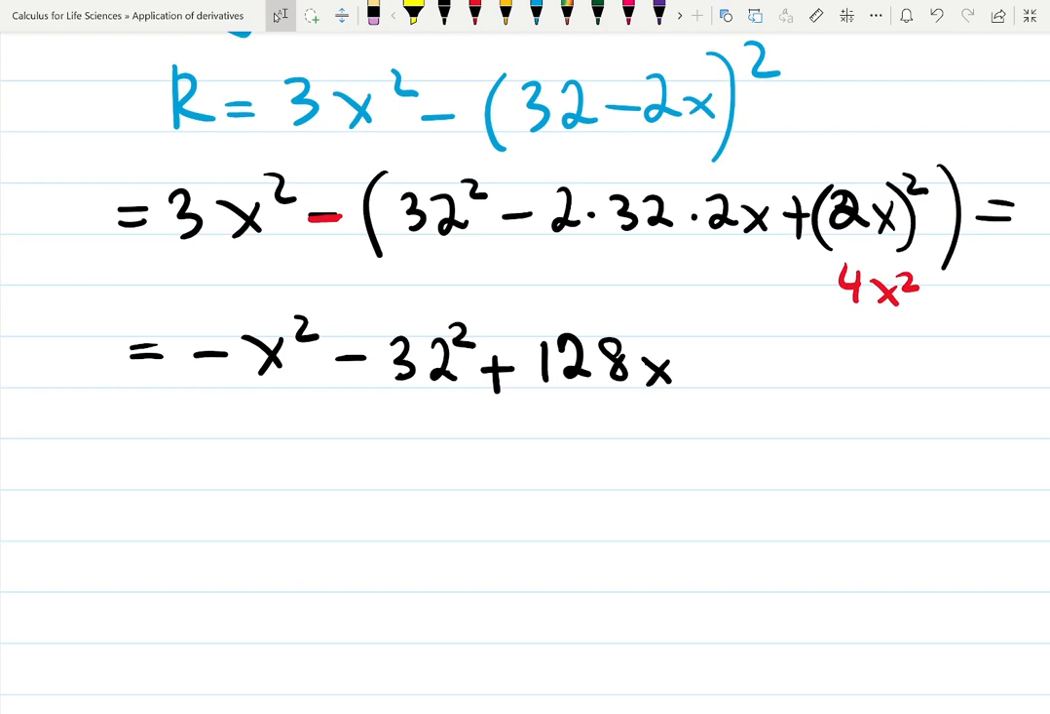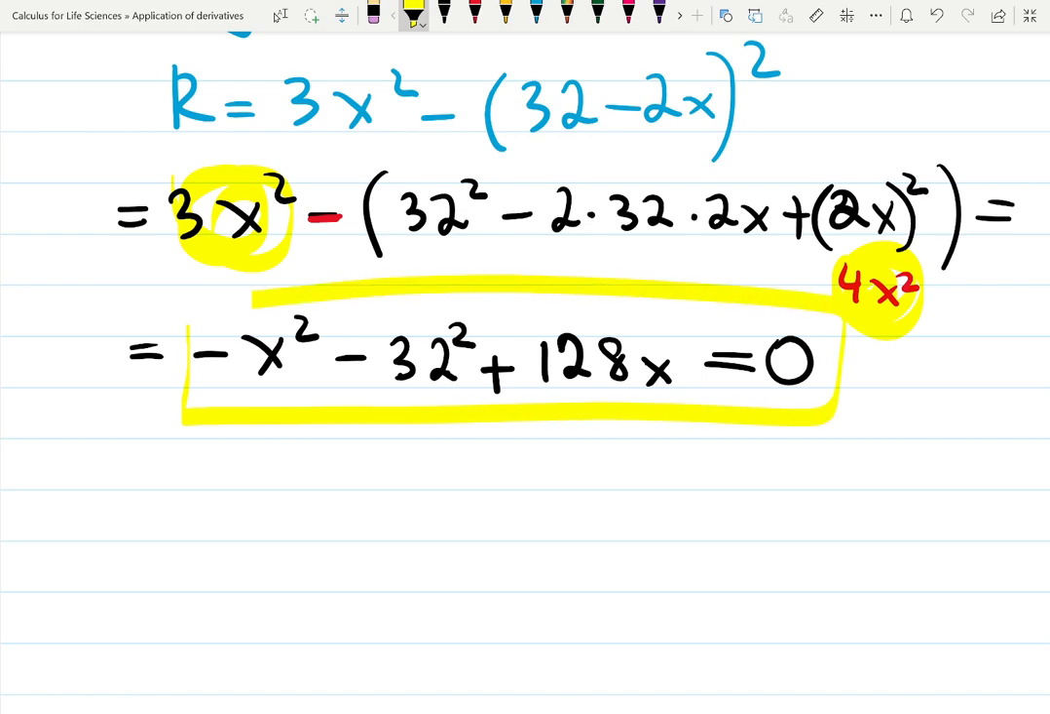That's a quadratic equation, so now we know how to do it. Wait, where did 2x squared go? X squared is this guy: 3x squared minus 4x squared. Okay, I think, unless I messed up. Now you know what to do. Set it equal to 0 and solve for the variables.